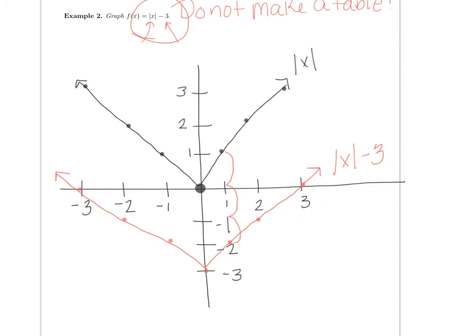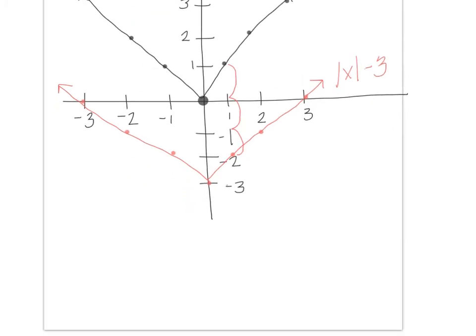So again, I want you to notice we didn't just make a table and plot points, because now we know something about this function. We know its shape. We know that it's a variation of the absolute value function, so we know it's going to have that V shape. And we also knew that it was that same function, that absolute value function, just moved down 3 units. So we can just move point by point. So it might be helpful to make yourself a note here that we can move point by point. That's what we did here.